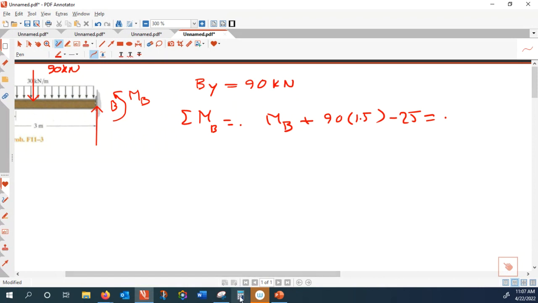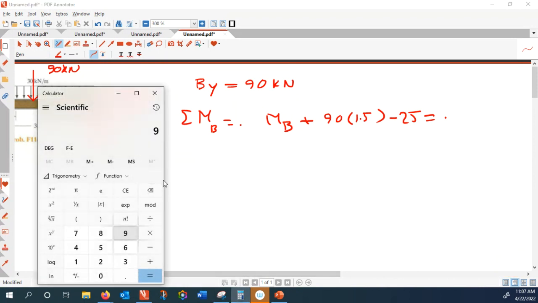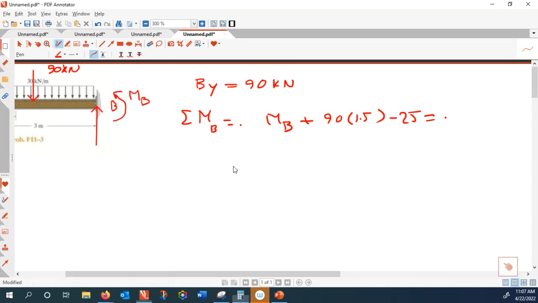And 135 take away 25, that's 110. So M of B is minus 110. Is that what you found? So minus 110, that means I have to reverse the direction of M of B.